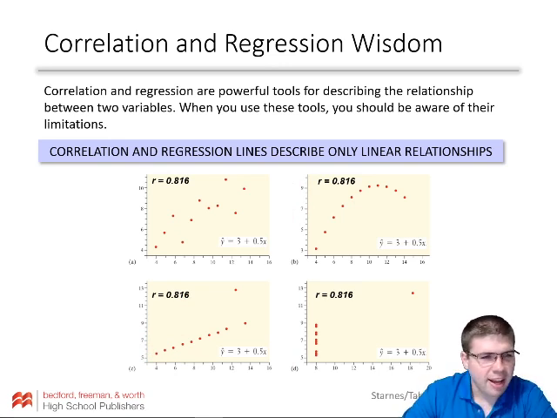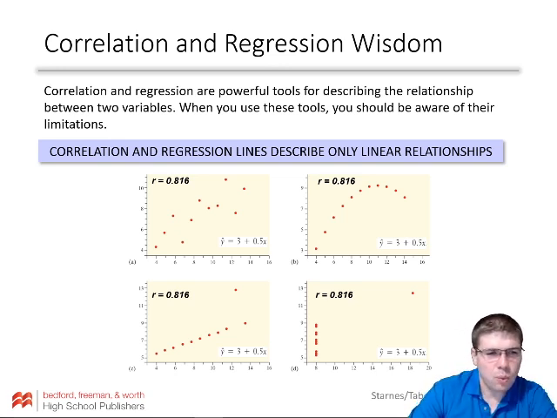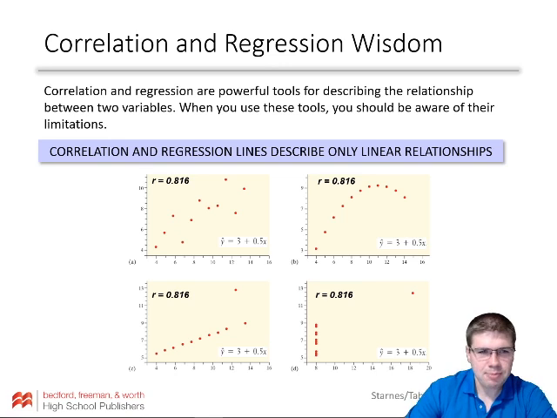Sorry about that. All 4 of these have the exact same correlation, and they actually all have the exact same least squares regression line. But they're all very different. So the only one of these that linear regression would be appropriate for, and that correlation is an appropriate measure for, is this first one, because that's actually linear.